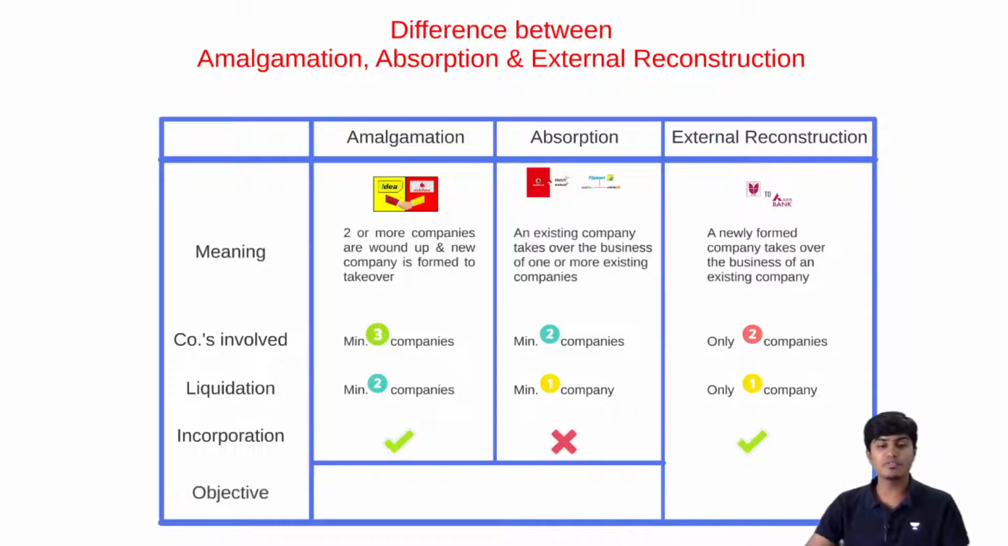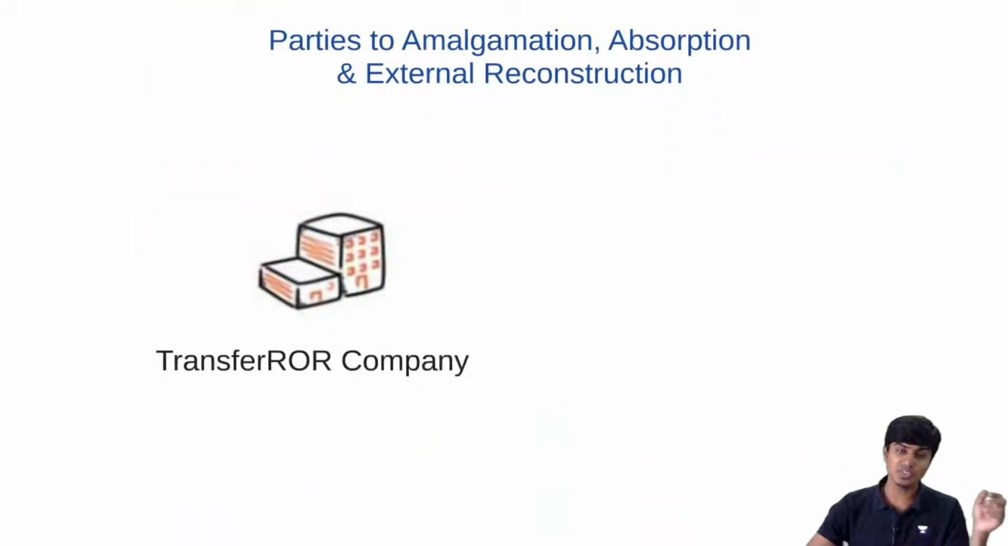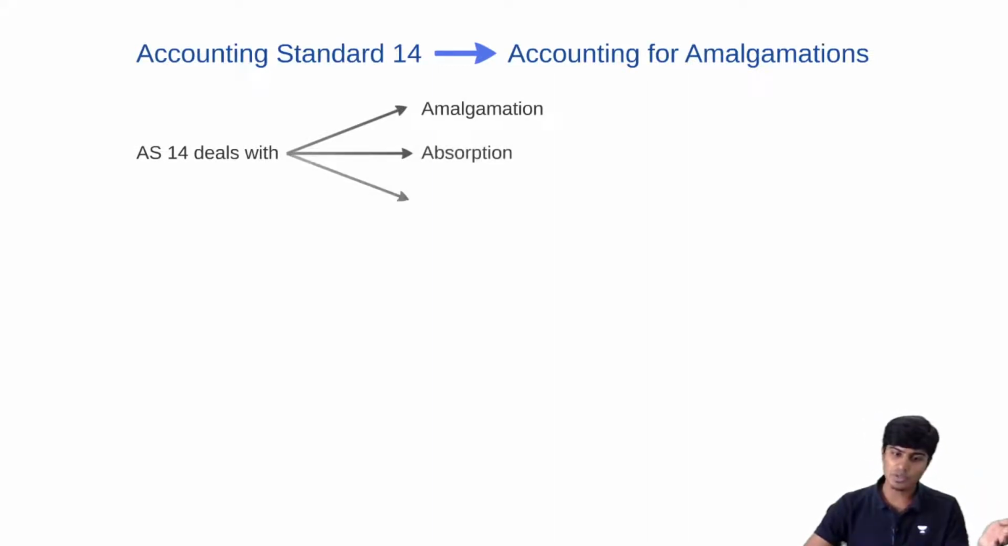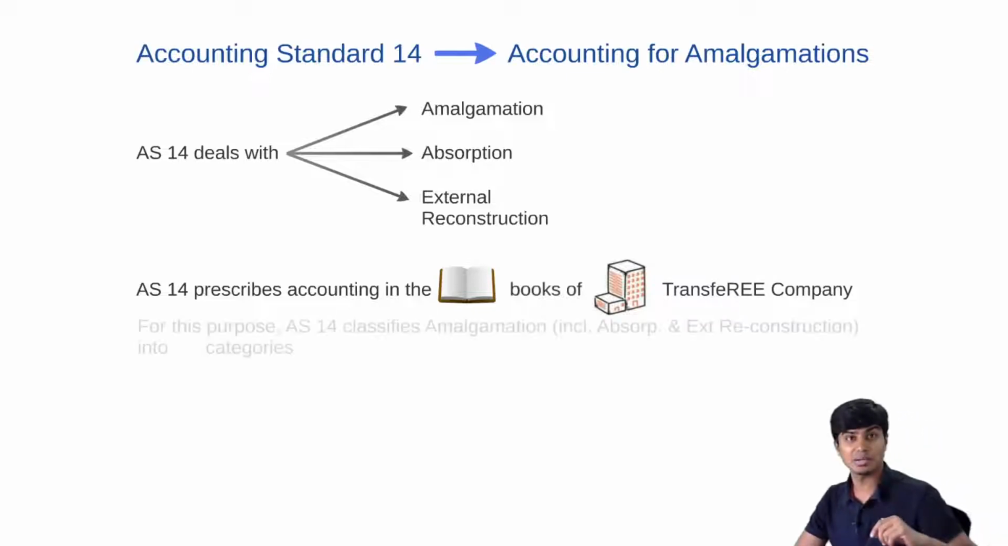The objective of going for amalgamation or absorption is to take advantage of large scale production and avoid competition. However, in the case of external reconstruction, it is to financially restructure the company. Then we saw the parties involved: transferor, the small company, and transferee, the big company. Then we saw what Accounting Standard 14 says. AS 14 deals with amalgamation, absorption, and external reconstruction. AS 14 prescribes accounting only in the case of the transferee company. For the transferor company we don't know.